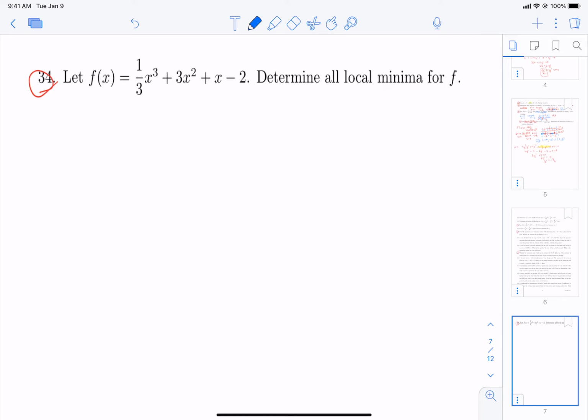When they ask you to find the local minima or maxima, whichever they ask you to find, take the first derivative. Remember, the 3 drops down in front, multiplies by the 1/3, you get x squared. The 2 drops down in front, that's a 6x plus 1. Now, that is not a factor of a quantity, so it's either going to be all positive or all negative. It's either going to be all max or there's not a local min or max.